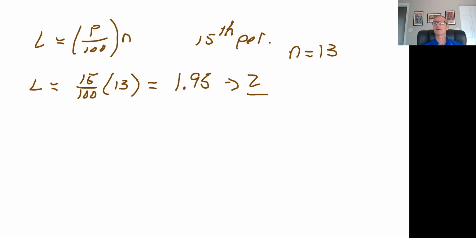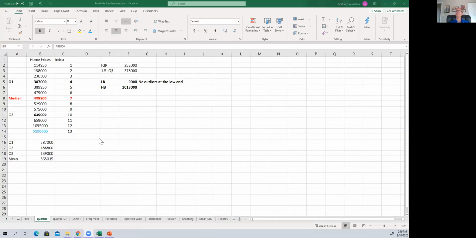And then we'll just go back to the data set. And again, here was our data set that we used before. So index number 2. So out of this data set, that would be the second position, right? Second index. And that would be our 15th percentile. So let's do one more.